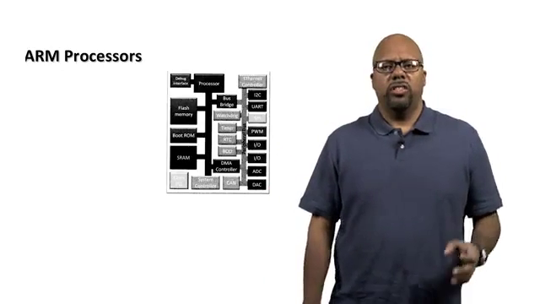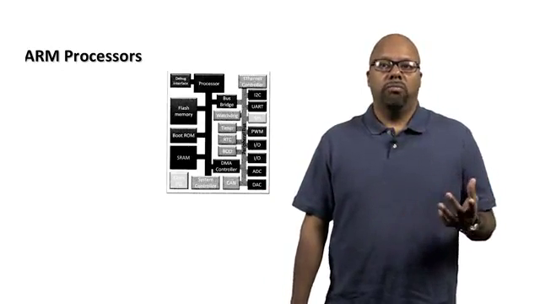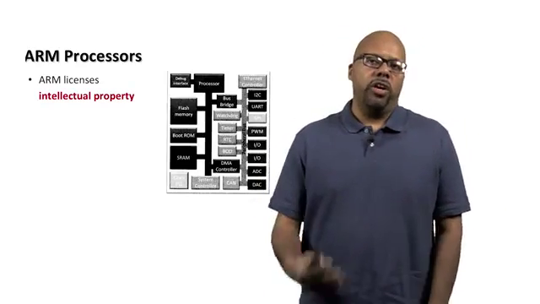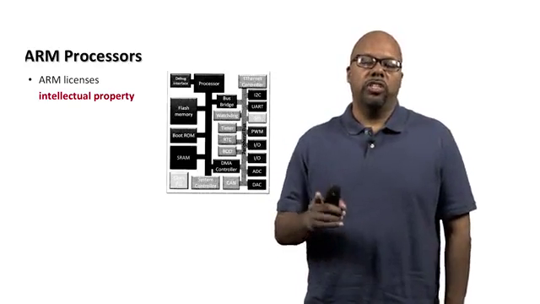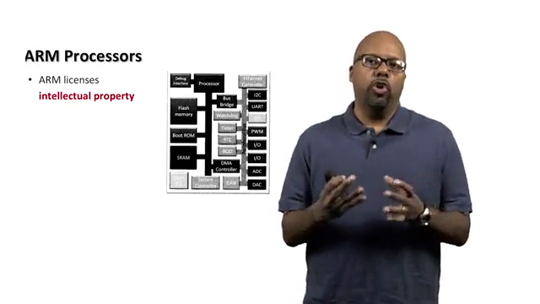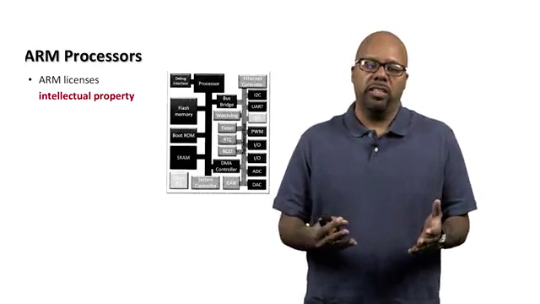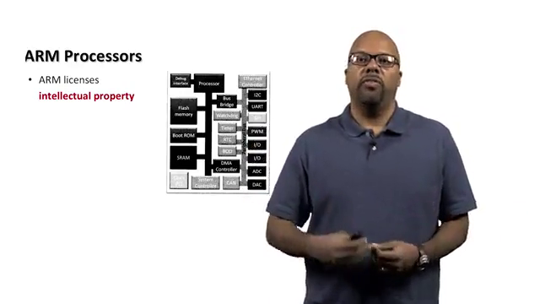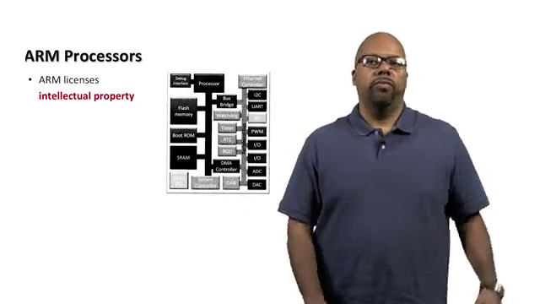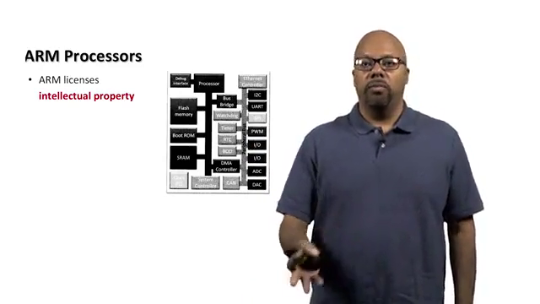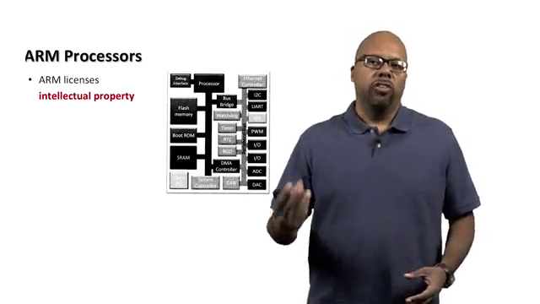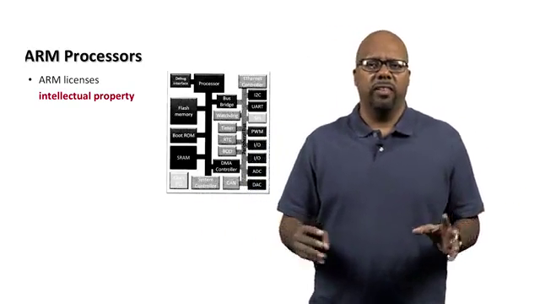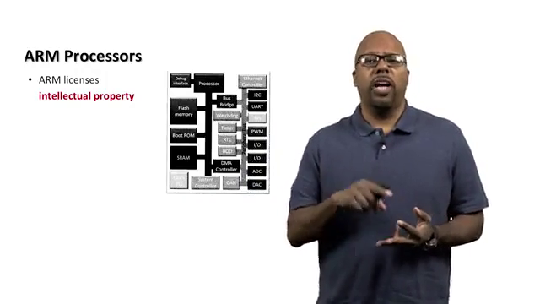ARM is a British company, and they license intellectual property. What that means is they don't actually fabricate these chips. What they do is they design the chip, or the core of the chip, the processor core, right? They design the processor, and then they license the design to a company. They say, okay, Freescale, for instance, you can pay us this money, you can fabricate a number of these chips. So they give the design of the processor to, say, Freescale or TI or whatever company is licensing, and then that company builds a system around it.